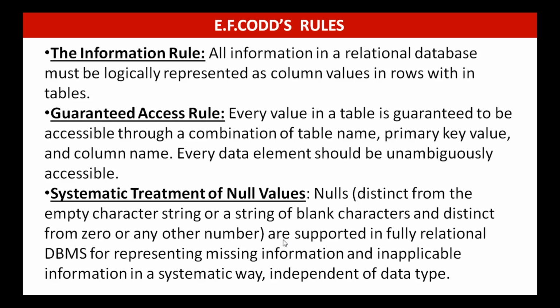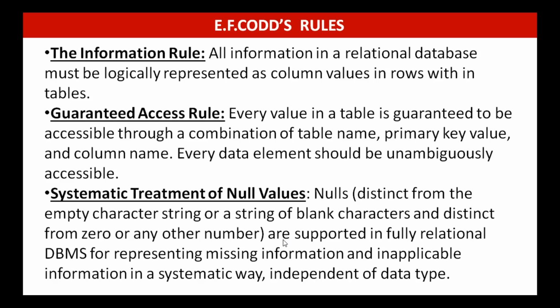Okay, coming to the rules. The first rule is known as the information rule. What is the information rule? All the information in relational databases must be logically represented as column values in rows within tables. That means the data will be represented in the form of a table. A table is nothing but an intersection of rows and columns.